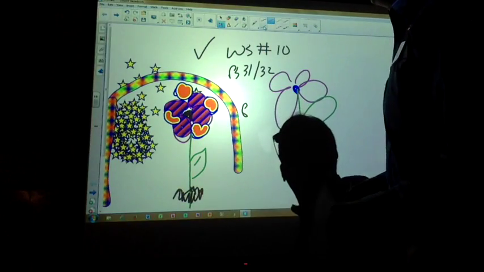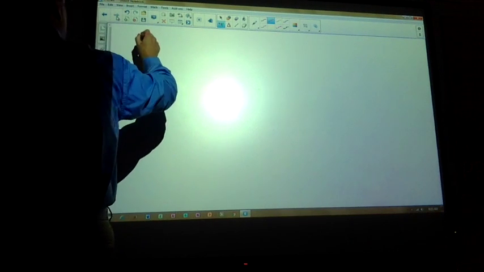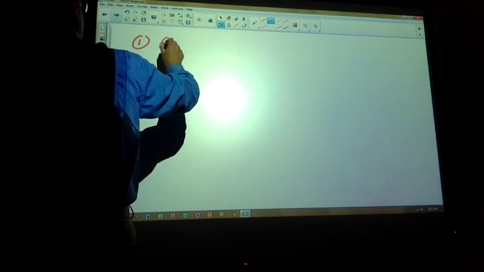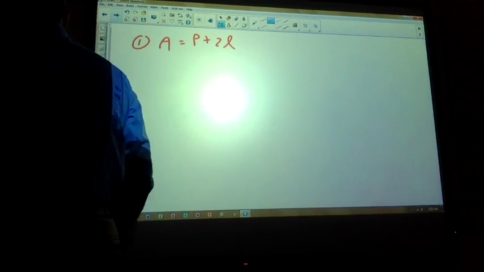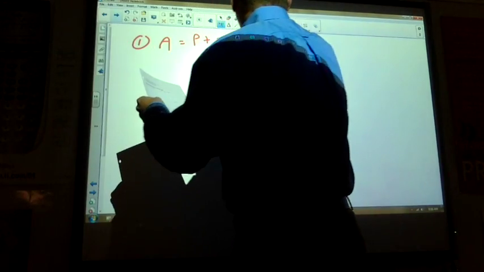Okay, we're going to run through this worksheet. You got to make sure we know how to do these. So problem number 1, we have A is equal to P plus 2L, correct? And they want us to solve for the P.